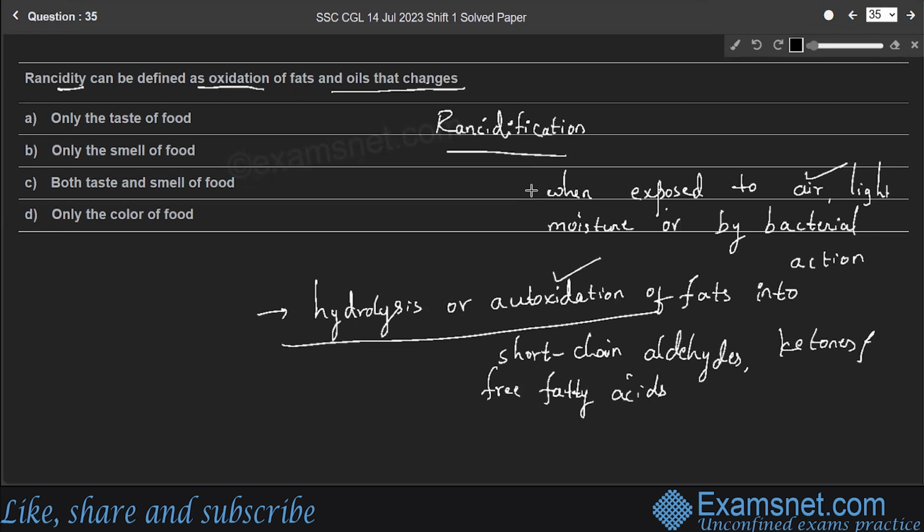Which are objectionable in taste and odor. When these processes occur in food, undesirable odors and flavors can result. Therefore, rancidity can be defined as oxidation of fats and oils that changes both the taste and smell of food. So option C is the answer.